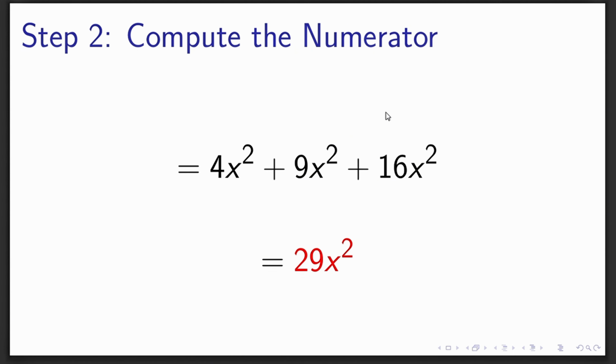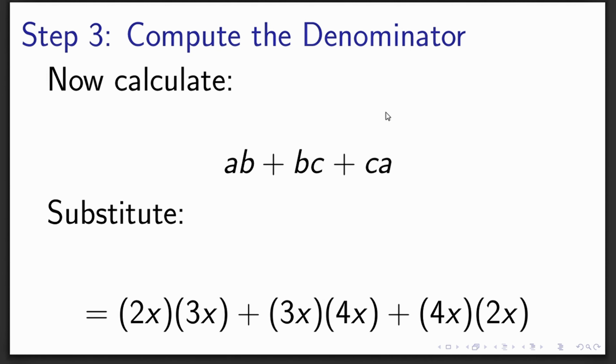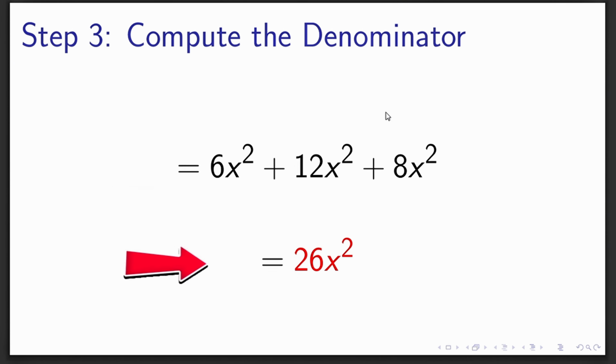Now we are going to compute the denominator, and the denominator is AB plus BC plus CA. I'm going to substitute the values of A, B and C. I will get 2x multiplied by 3x plus 3x multiplied by 4x plus 4x multiplied by 2x. When we simplify this, I'm going to get 6x squared plus 12x squared plus 8x squared. When we further simplify this, we are going to get 26x squared.